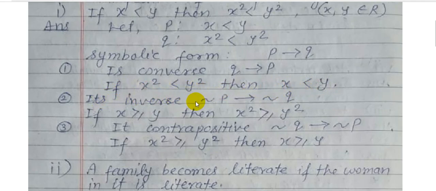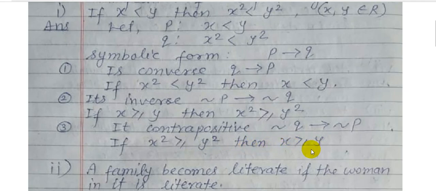Its inverse is negation P conditional negation Q. Now translate it into verbal form. So verbal form will be: if x is greater or equal to y, then x square is greater or equal to y square. And third one, its contrapositive: negation Q conditional negation P. If x square is greater or equal to y square, then x is greater or equal to y.